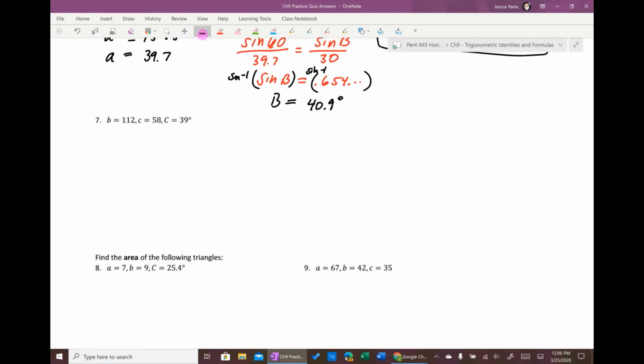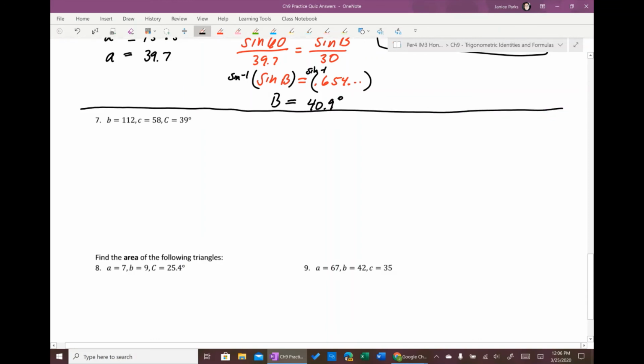All right, and again, you do not have to check for a second triangle because you use law of cosines. For number 7, we have A, B, C. So B is 112, C is 58, and C is 39 degrees.